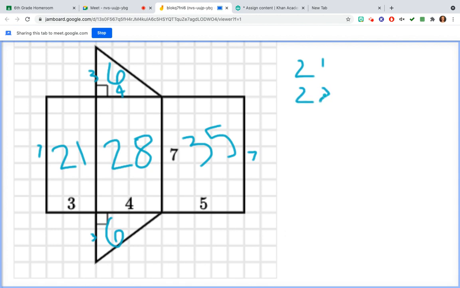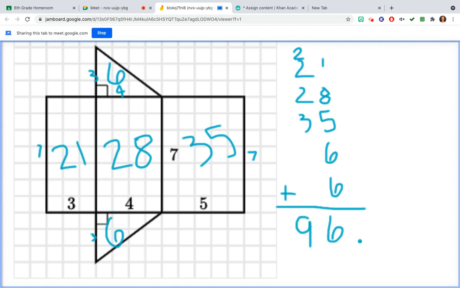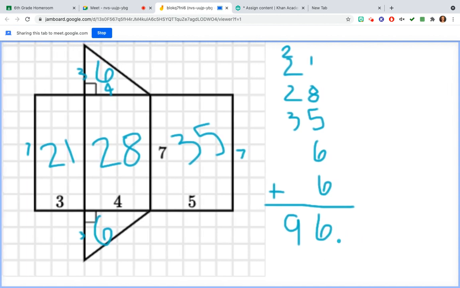Plus 35 plus 6 plus 6. So we have 12, 20, 25, 26. 96. Natalie, what can you tell us about our units?